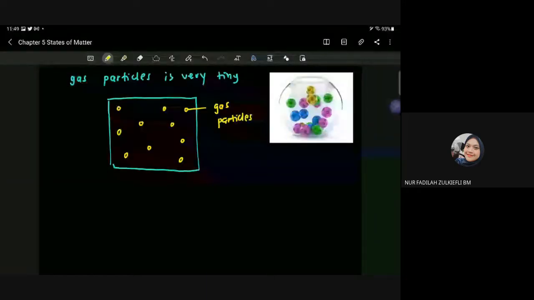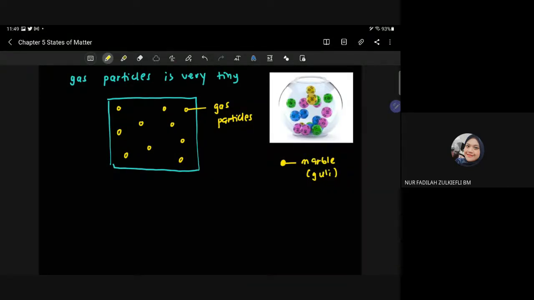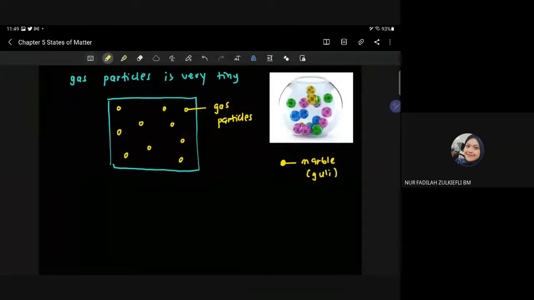Okay, so macam mana kita nak gambarkan gas particles ni very tiny? Okay, cuba awak bayangkan kalau gas particle ini adalah satu biji marble. Marbles ni guli kan. Okay, kalaulah gas particle ni saiz dia adalah sebesar biji guli, maka the container adalah satu padang bola. Faham tak maksud dia? Cuba awak compare kan saiz sebiji guli dengan saiz of one whole football stadium tu.